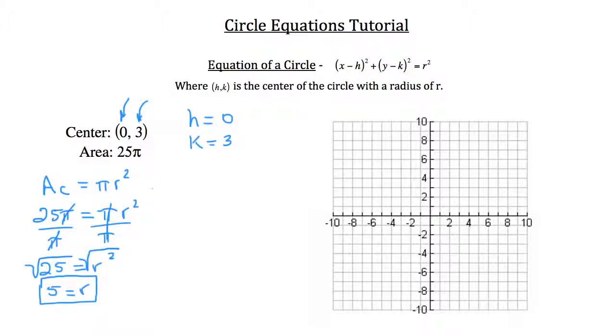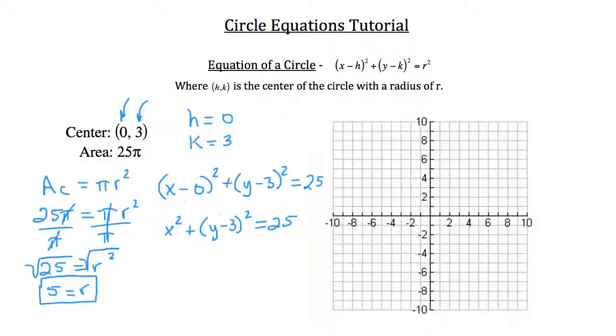So we can write our equation now. Our equation is x minus h, which in this case is 0, squared, plus y minus k squared, so y minus 3 squared, is equal to our radius squared, and our radius squared is 25, since our radius was 5. Now I'm going to rewrite this as you would most commonly see it. You don't normally see it x minus 0. There's nothing to put there since it's minus 0. So you just see it as x squared plus y minus 3 squared is equal to 25.